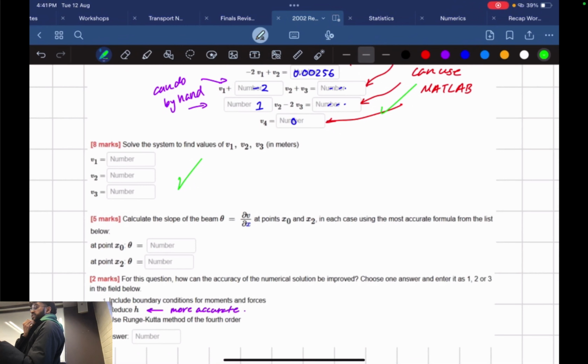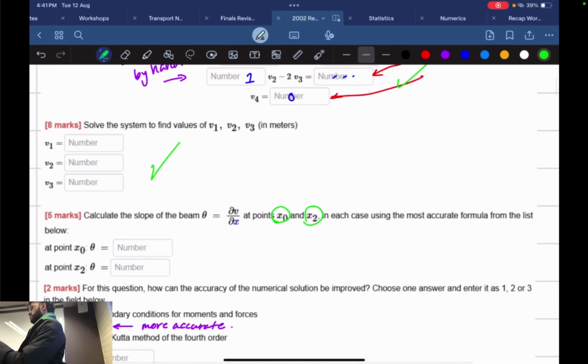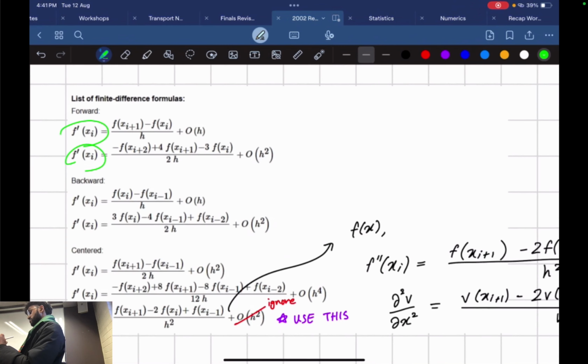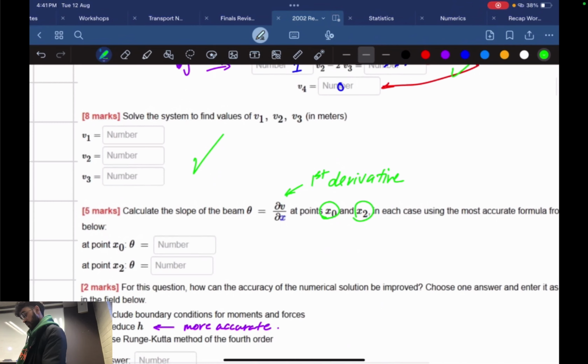Calculate the slope of the beam theta, which is equal to delta v on delta x at points x0 and x2. Okay? So one thing to note, delta v on delta x is a first derivative. So if it's a first derivative, we're going to have to use one of these 6 equations. Any idea which one to use for our slope, to substitute for delta v on delta x?